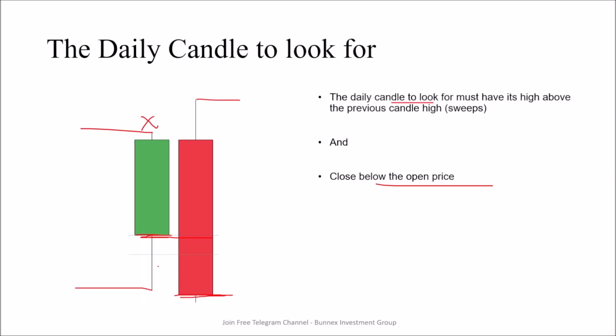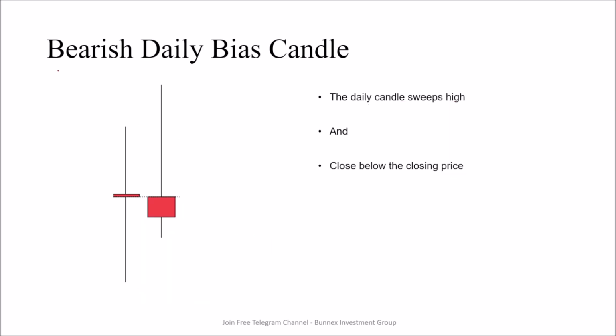So we are saying when we have this particular scenario, we are expecting the next daily candle to be going to the downside. And all our entries, as I'll show you, will be bearish or will be sells. So in this particular case, we have a bearish daily bias candle. And you can see the high has swept this particular high. And then the closing price of this particular candle is right below the closing price of the previous daily candle. So the daily candle has swept the high and closed right below the opening of the previous candle. So the next candle is going to be a downward candle like this.